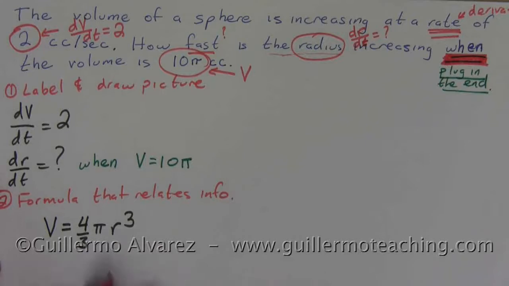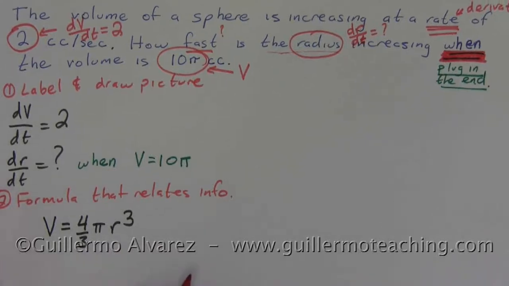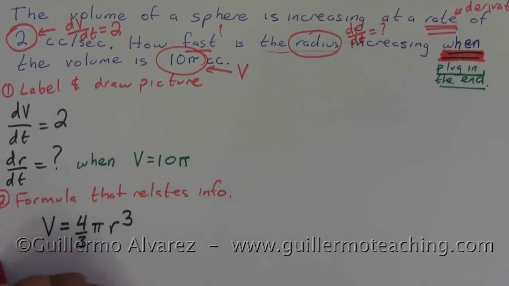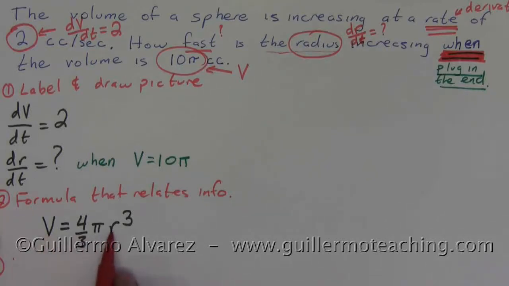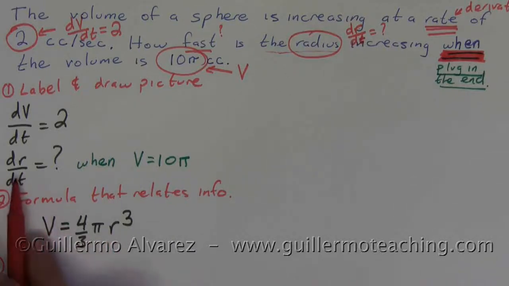Okay, once we have the formula, we need to make sure that we have all of this information. So notice that I have a volume. I don't have the radius, but I do know that I'm looking for the radius.